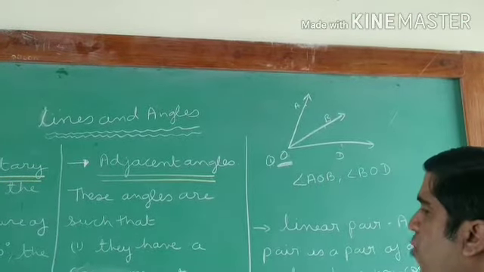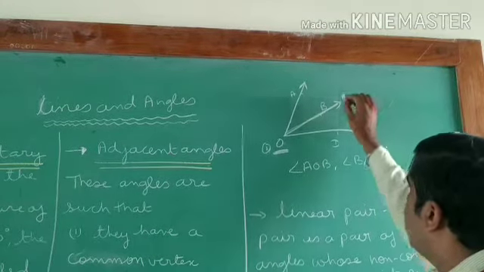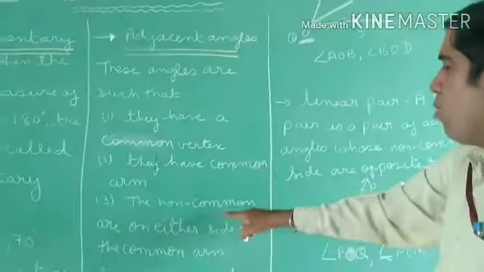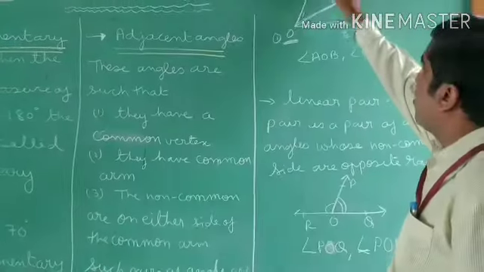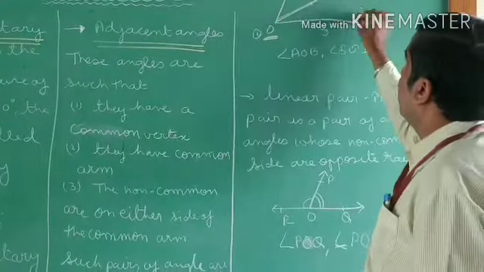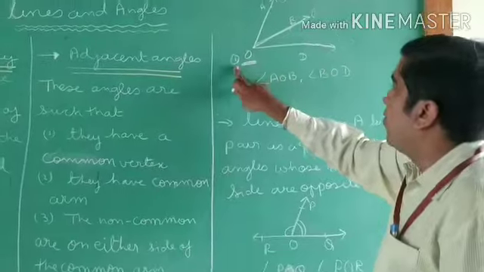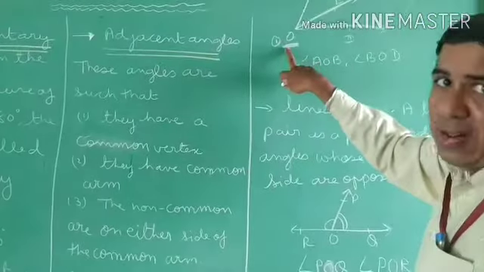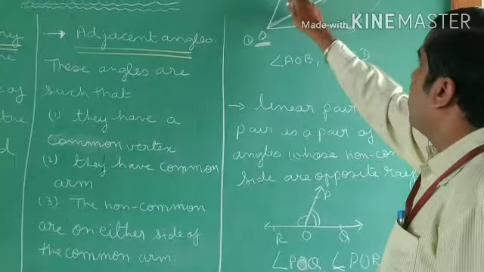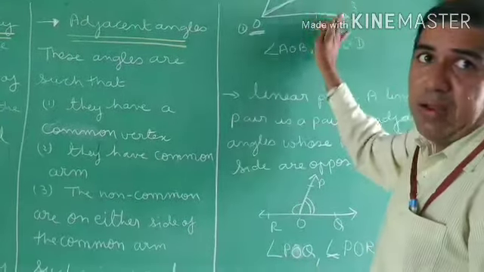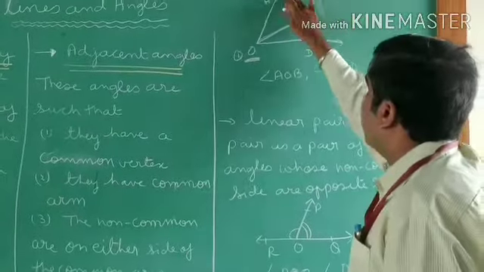Now second, they have a common arm. So which is the common arm here? OB is the common arm. This is the second condition. Now third, the non-common arms are on either side of the common arm. Both are on either side, one up, one down. So you can see the first condition is common vertex, second, common arm, and third, both are on the other side of it, one is up, one is down. I am rubbing this just to explain to you.